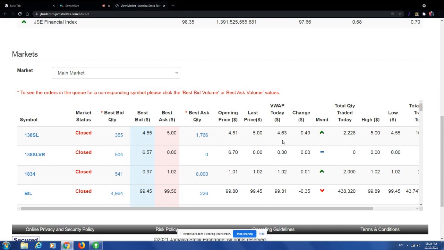The VWAP is volume weighted average price. And what this means is that it's a mathematical formula whereby the total value traded divided by the volume gives you the market price, basically. So what that means is that if there are more trades done towards a particular volume and price, the price is going to close around that range.